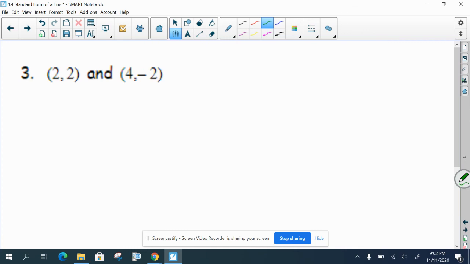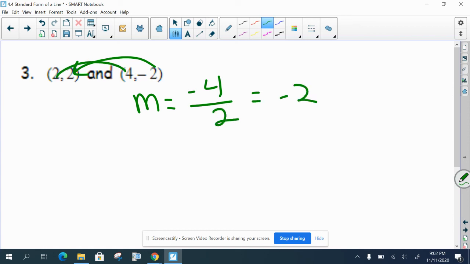Number 3. You're going to try this one. So go ahead and take a moment to do it. Okay, so here you should have gotten -2 for the slope. So I like to go backwards sometimes. Let's just do -2 minus 2 is -4. 4 minus 2 is 2. So -2. I'm going to choose this as my point.